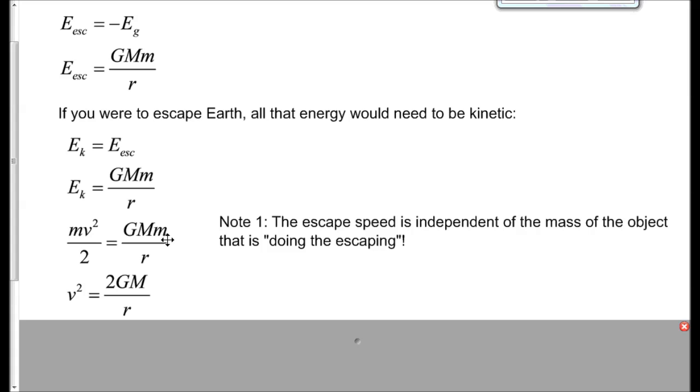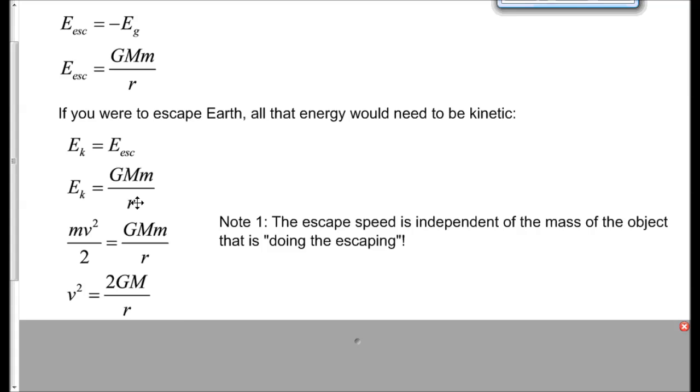So this is a pretty cool result. What this means is that no matter how big an object is, I need to launch it at the same speed to get it to escape Earth's gravity. Of course, it's going to depend on the mass of Earth, but it won't depend on the mass of the actual object that's doing the escaping. And I think that's pretty neat. So that means I'd have to launch you at the same speed as I would a rocket. So again, I think that's pretty neat.